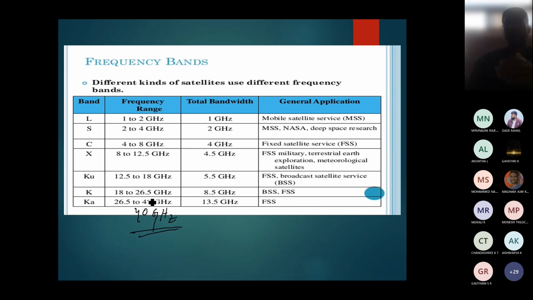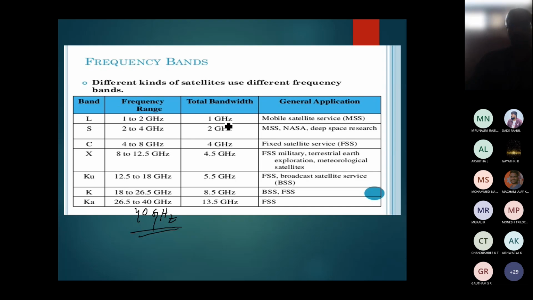So those 40 gigahertz of bandwidth can be divided into 7 different bands. One is called L band, S band, C band, X band, Ku band, K band, and Ka band. Okay, so these different bands have different frequency ranges. For example, L band will range from 1 gigahertz to 2 gigahertz. S band will range from 2 gigahertz to 4 gigahertz. So like this, the whole 40 gigahertz spectrum will be divided into seven types of bands.